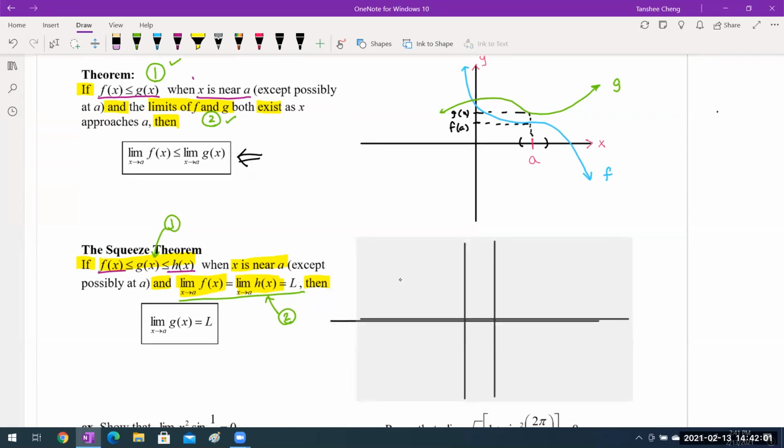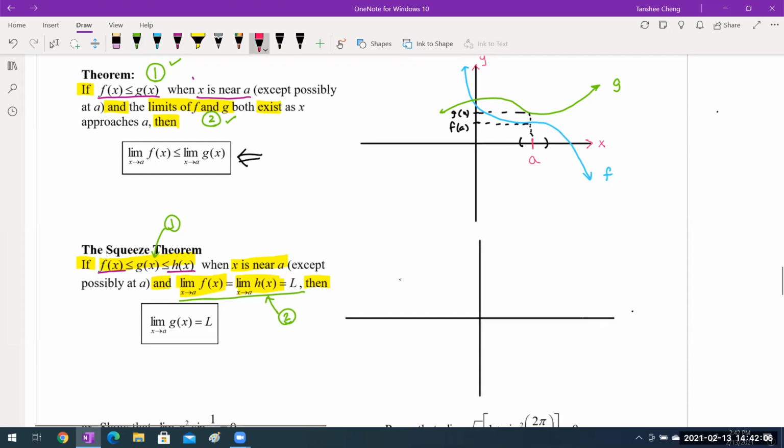So the graphical representation is something like this right here. Here's my y-axis and an x-axis, and this is where I want to find the limit as x approaches a. Which functions are we talking about? Here's my h function. Let me write it down. Here's my f function. Oh wait, no, this is h because this is going to be the upper bound. Here's the h function, and here's my lower bound function, the f function, something like this. And here's my g function.